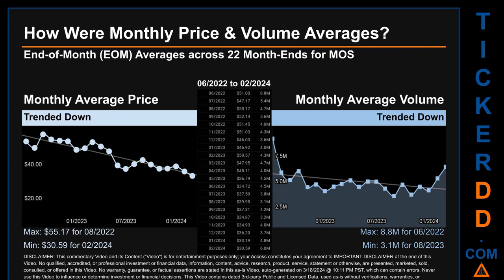The maximum end-of-month average price was $55.17 for 08-2022 while the minimum was $30.59 for 02-2024. Looking at volume, 06-2022 and 08-2023 respectively saw the highest and lowest monthly average volume at 8.8 million and 3.1 million.